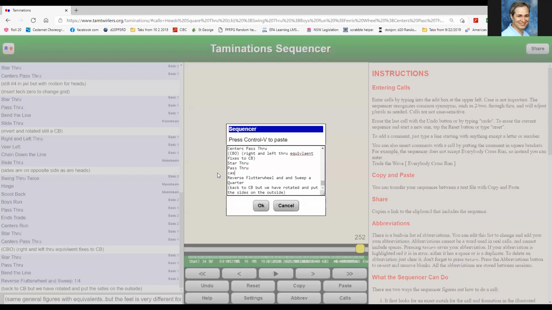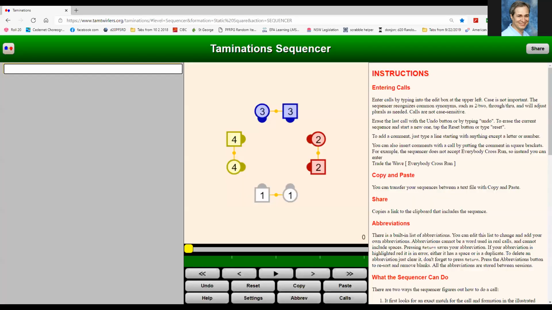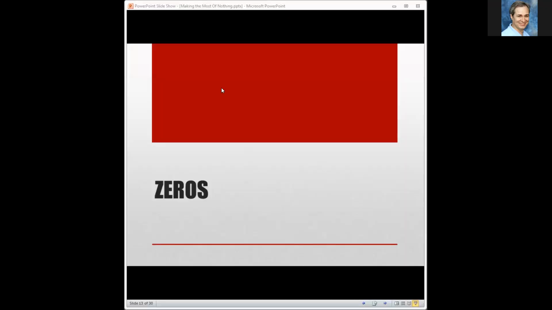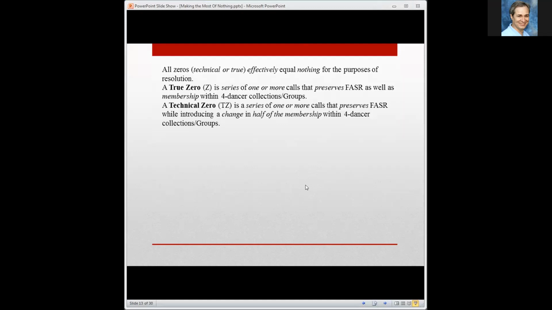All right, so let me move back to my slide presentation. Okay, shared screen. All right, so we'll talk a little bit about zeros. I think most people know what they are intuitively, but I'm just going to give a definition.